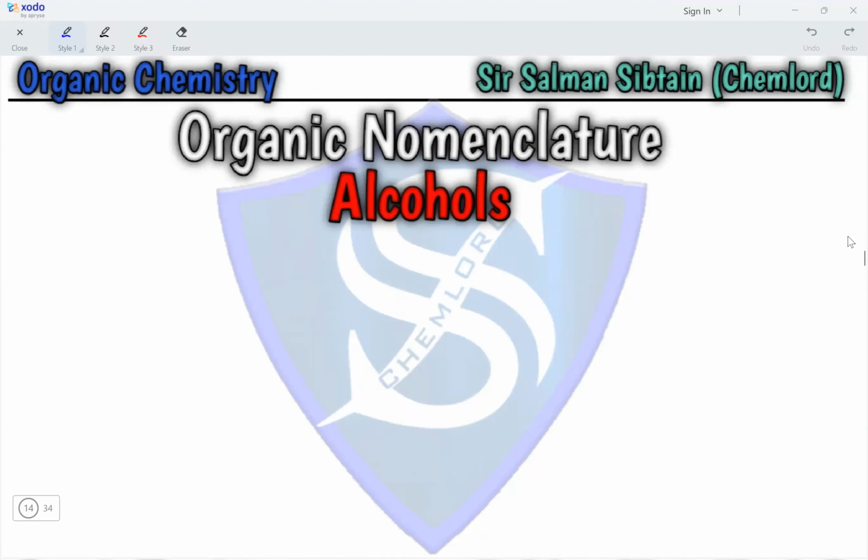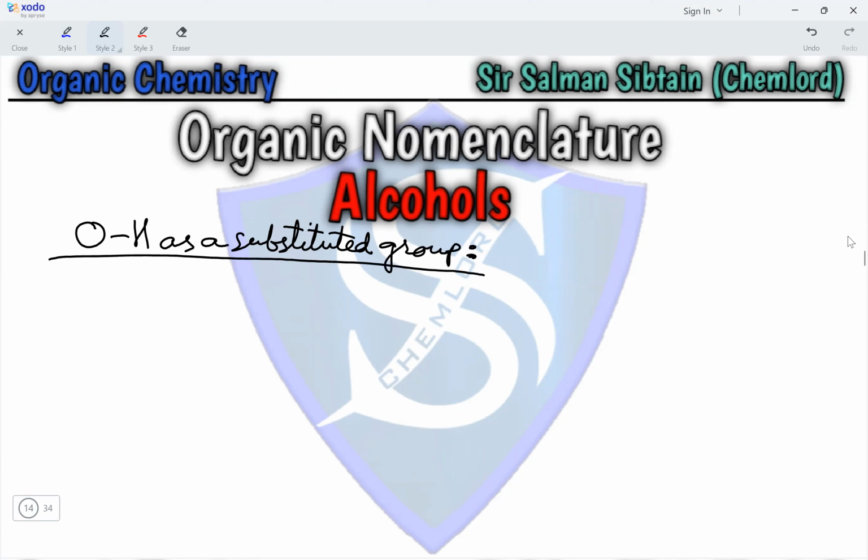Since the functional group for alcohols is the OH group, we also need to know that the OH group can act as a substitute group. And this is only possible if there is another functional group present in our parent compound. So let's take a carboxylic acid. The naming of carboxylic acids would be as covered in the topic carboxylic acid.